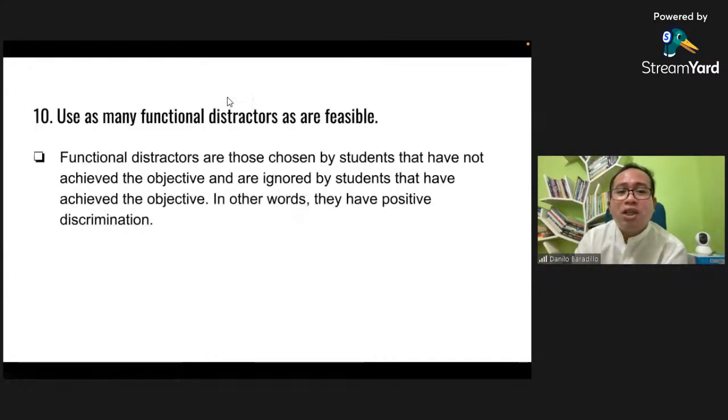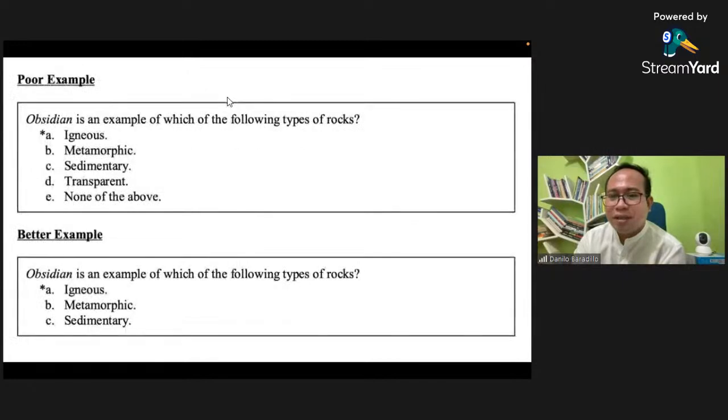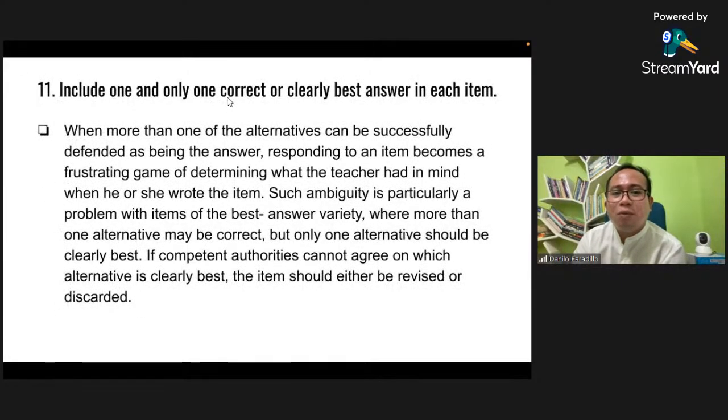Remember, functional distractors. Okay? Functional distractors. Include one and only one correct or clearly best answer in each item. So when more than one of the alternatives can be successfully defended as being the answer, responding to an item becomes a frustrating game of determining what the teacher had in mind when he or she wrote the item.